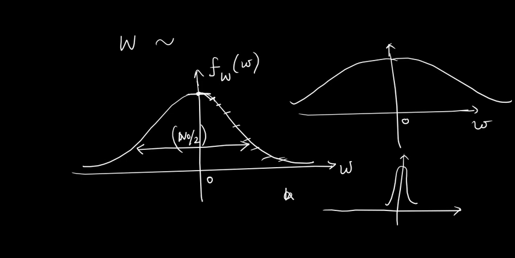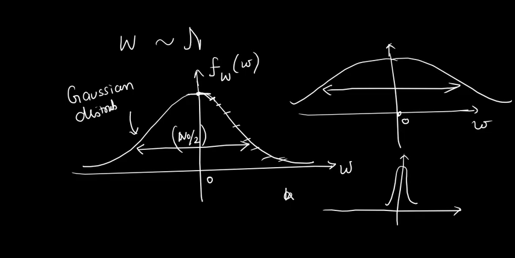So most of the time it is centered around the origin, but depending upon this value N naught by 2, this is called Gaussian distribution. What do you call it? Gaussian distribution. How do you represent it? Like this: W is Gaussian with mean mu and variance sigma square. In our case, mean is 0 and sigma square is N naught by 2.